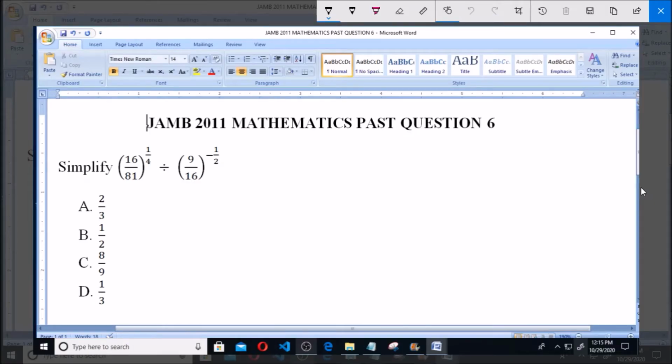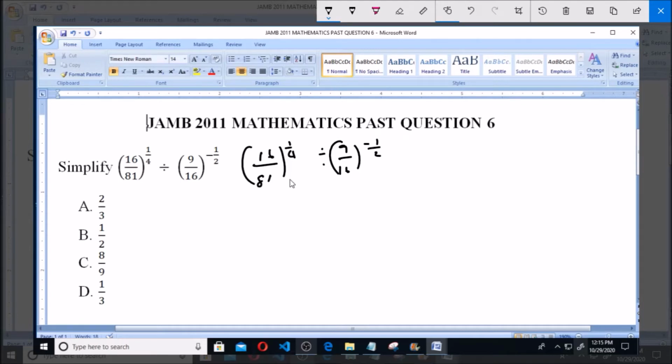I will be answering JAMB 2011 Mathematics Past Question 6. Simplify (16/81)^(1/4) divided by (9/16)^(-1/2). Now we have 16 over 81 raised to the power of 1 over 4, divided by 9 over 16 raised to the power of minus 1 over 2.